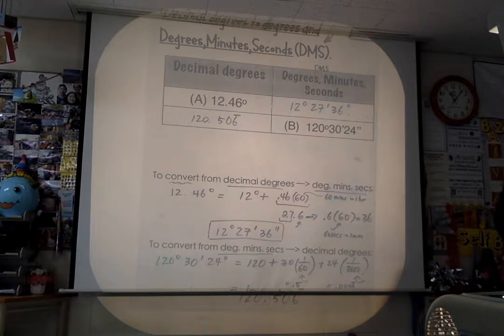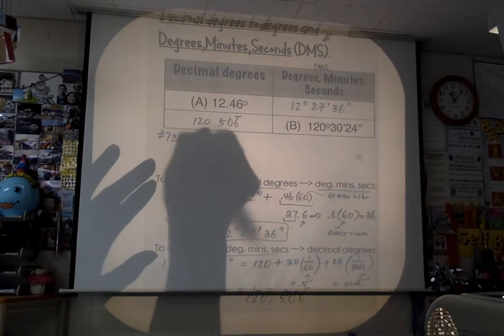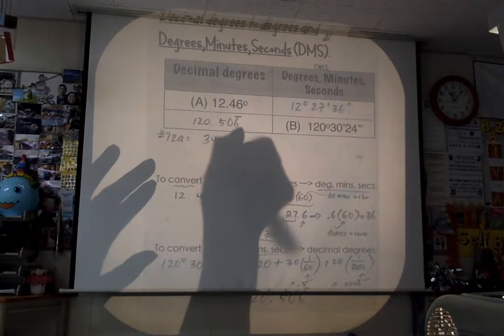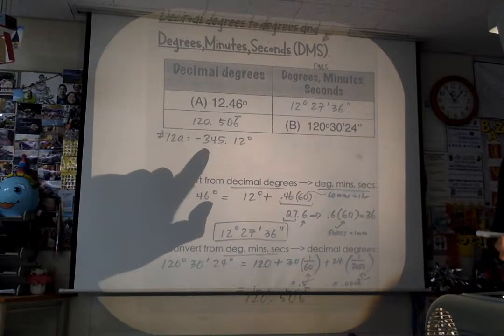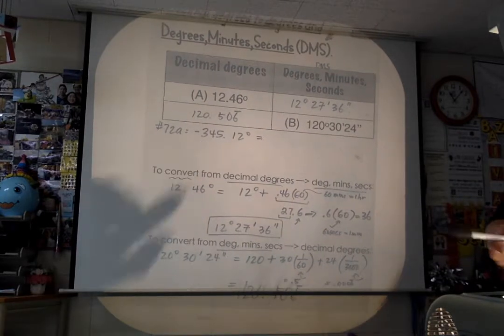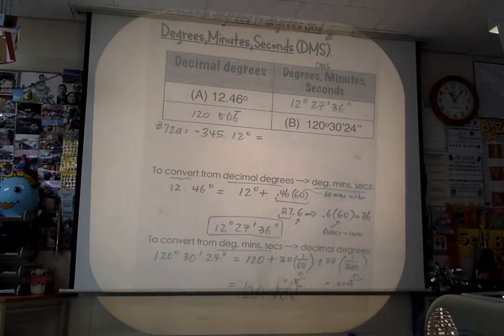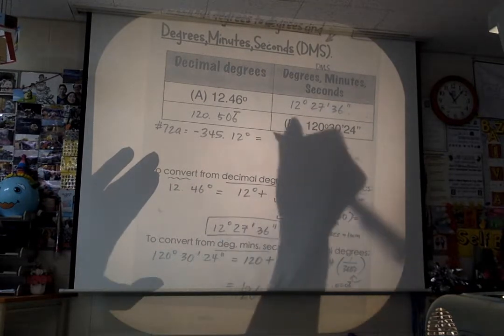So, again, let's try one more, okay? This is from number 72A in your book. 345.12 degrees. So this is a decimal degree. We need to get it in DMS. So try doing that on your own right now, just following whichever process fits it the most. Okay? Try doing it. Stop the video.